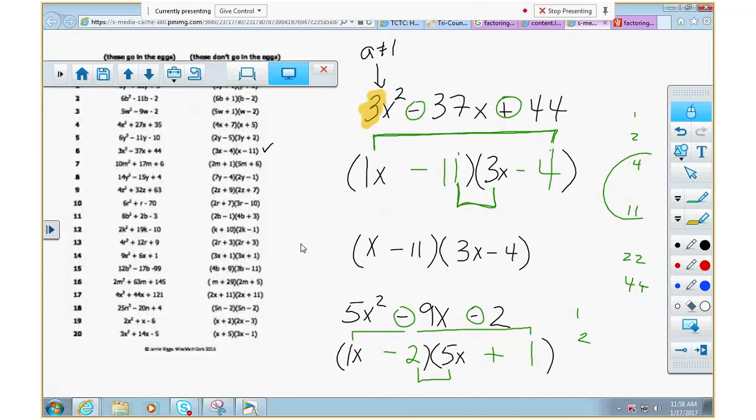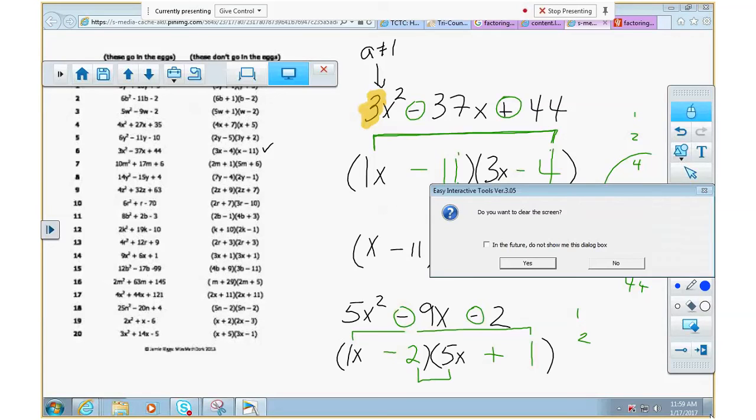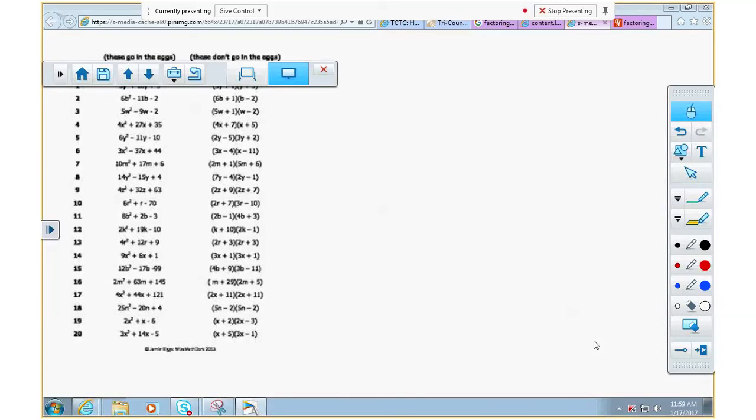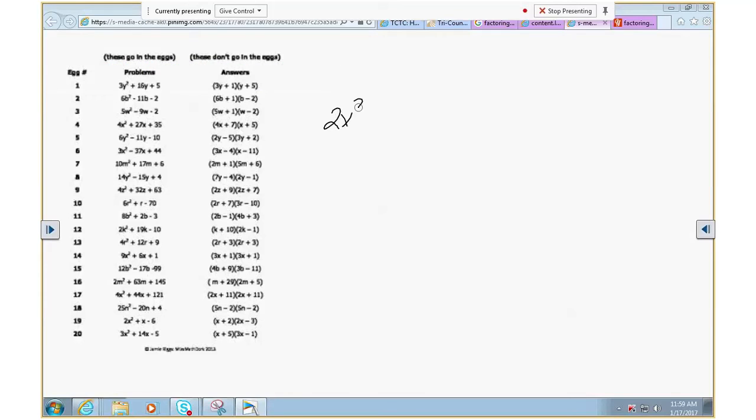Well, anyway, let's do a nerd. Let's do number 12. 2x squared plus 19x minus 10. 2x squared plus 19x minus 10.